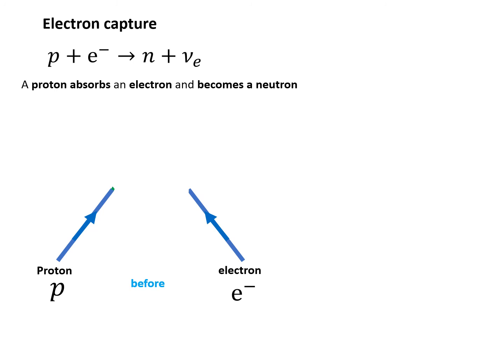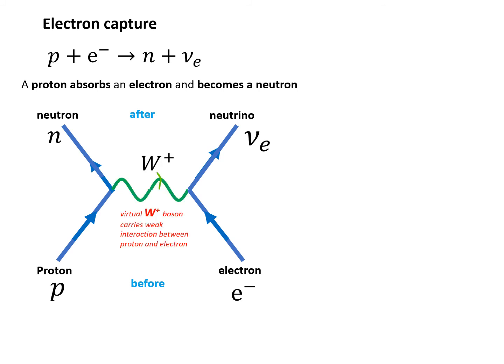Electron capture is a process by which a proton captures an electron and absorbs it and turns into a neutron. And to conserve lepton number, it has to give off a neutrino. So before the interaction, we've got a proton and an electron. They interact and give us a neutron and a neutrino afterwards. Because the particles change type, it must be the weak interaction. So the W boson is exchanged between them, and here it's going to be the W plus particle because the electron has to lose its charge and turn into a neutrino.